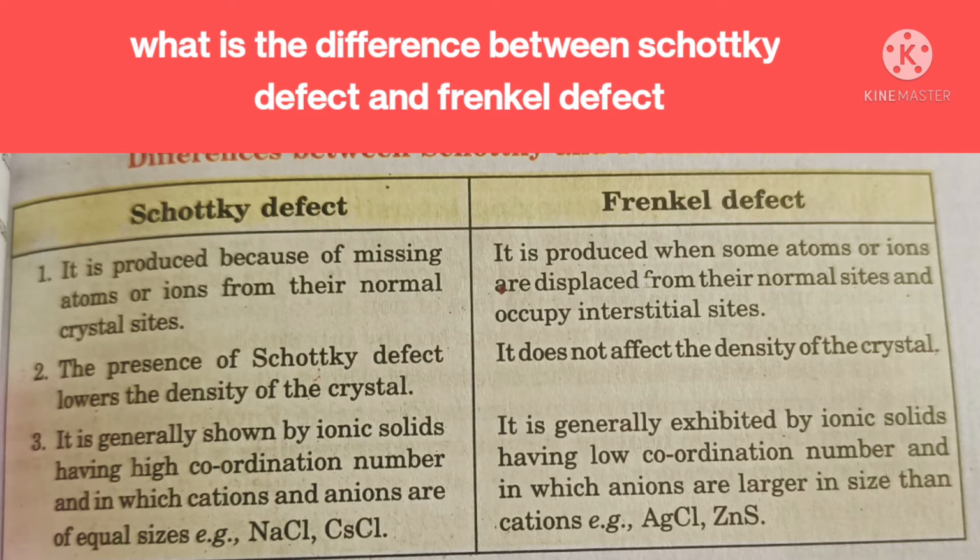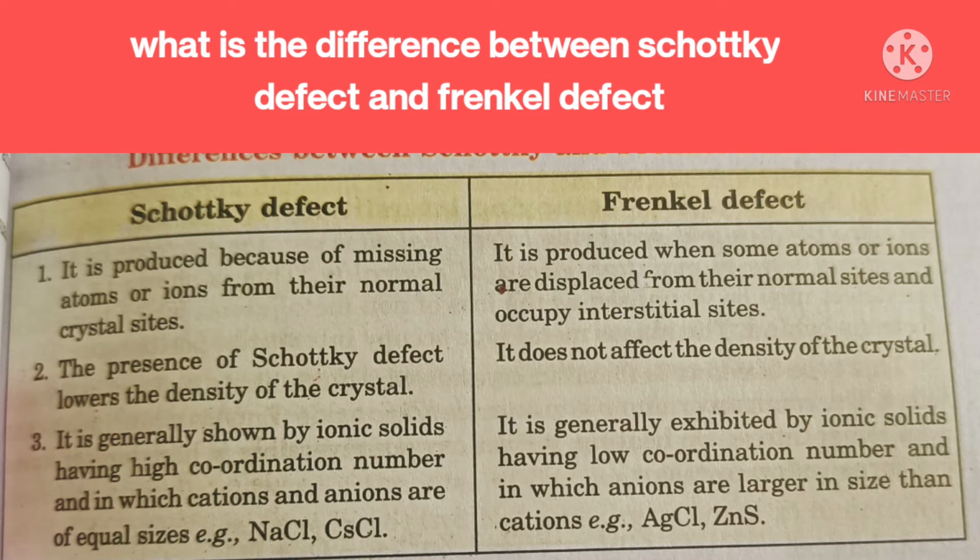Schottky defect is produced because of missing atoms or ions from their normal crystal sites. Frenkel defect is produced when atoms or ions are displaced from their normal sites and occur in interstitial sites. The presence of Schottky defects lowers the density of the crystal. Frenkel defect does not affect the density of the crystal.